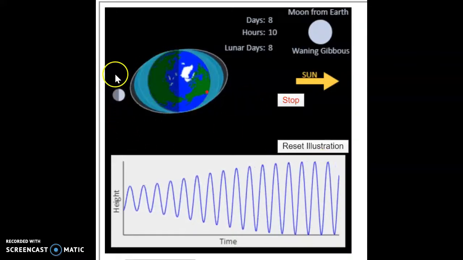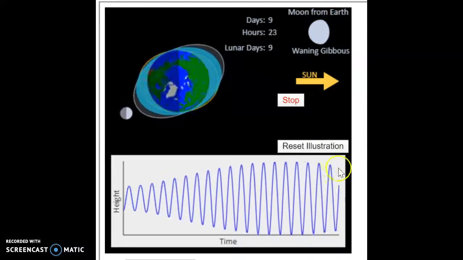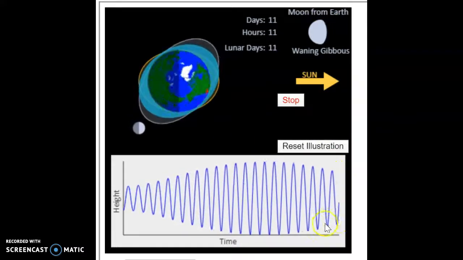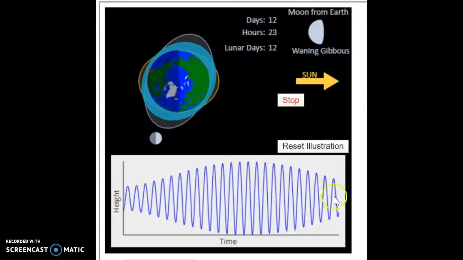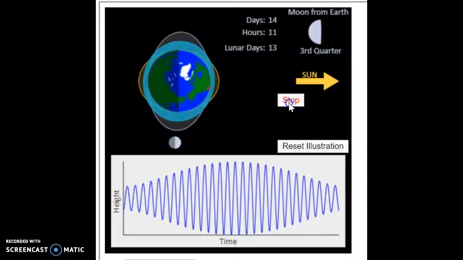And once we get past the full moon into the waning gibbous, you'll see the phases over here. It's going to start to get smaller again, and you're going to start to have a lower high tide and a higher than normal low tide. And it's going to continue to get a smaller difference between the two all the way to the third quarter. Now we're at the third quarter moon.